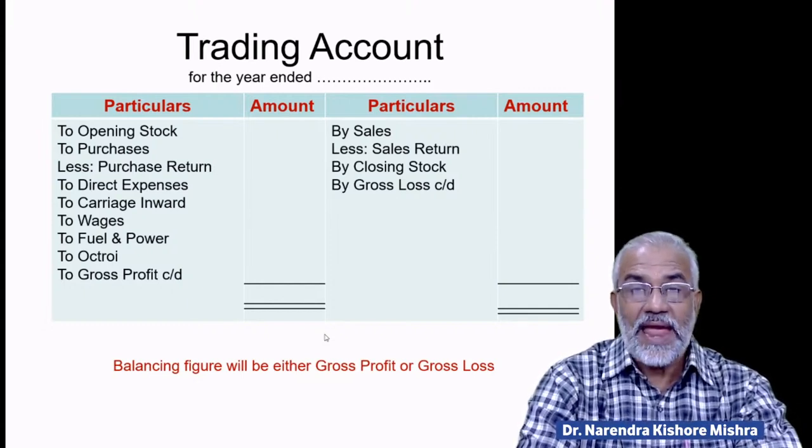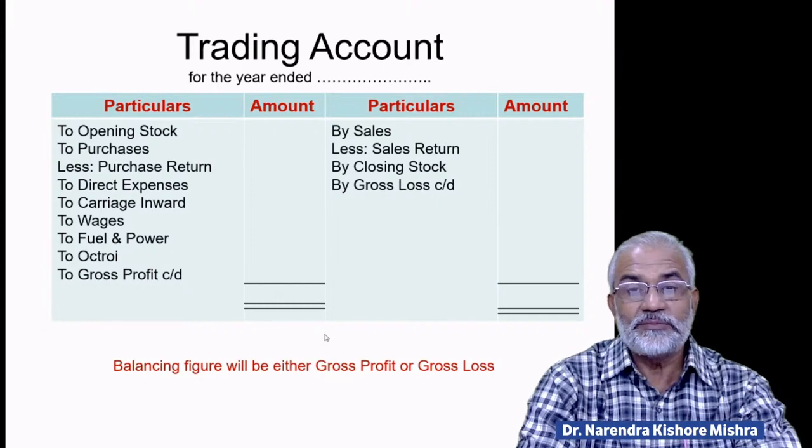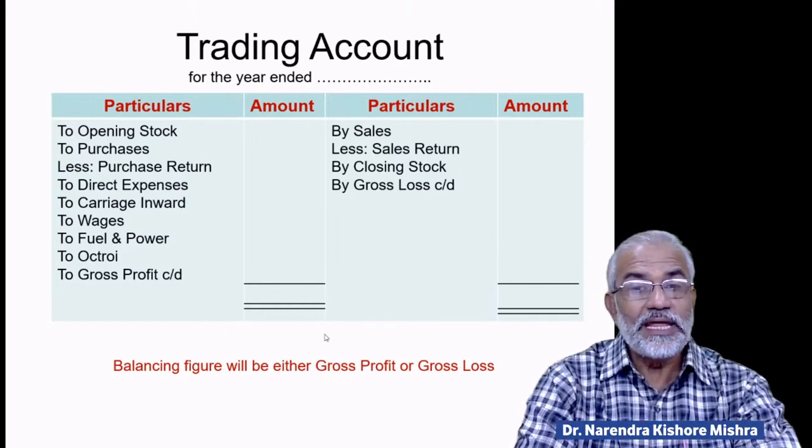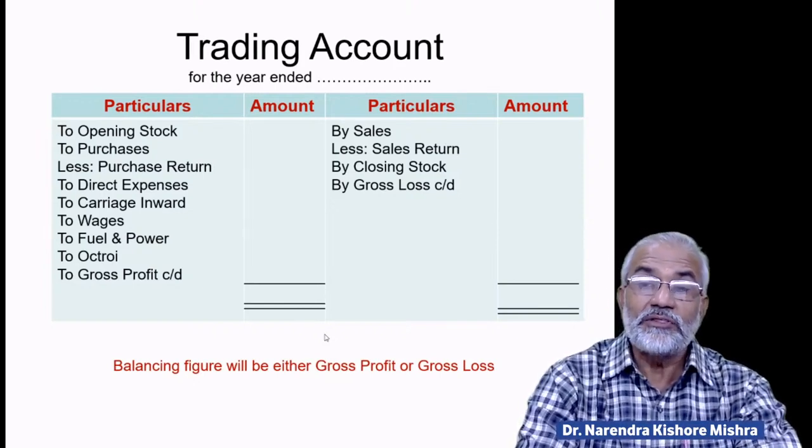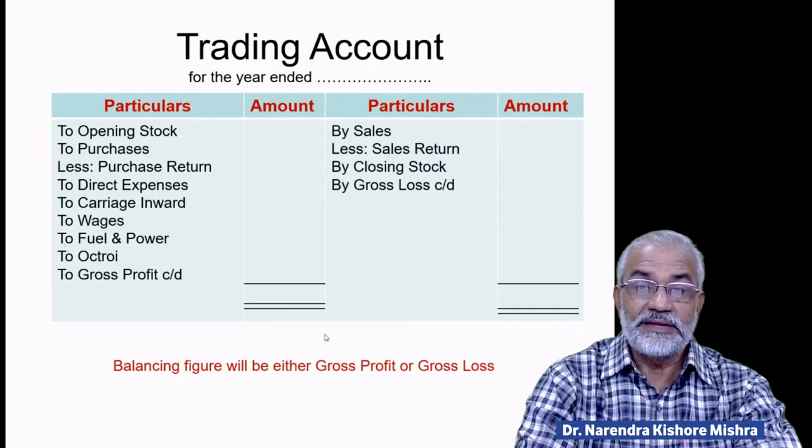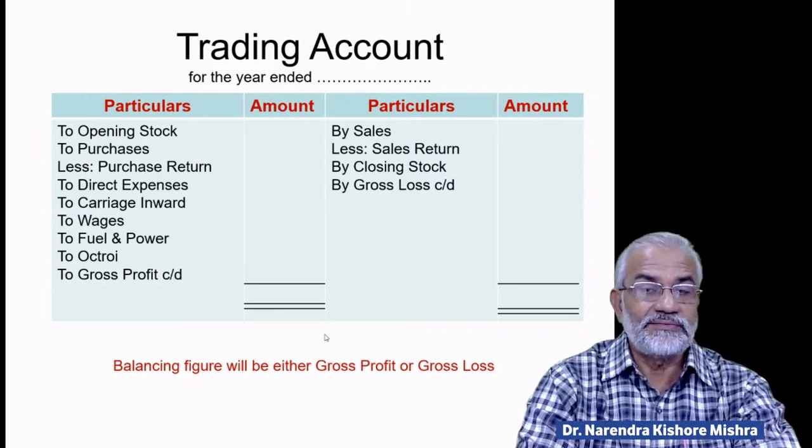So after the preparation of the trading account, which shows either the gross profit or gross loss, the next step is to go for preparation of the profit and loss account. Profit and loss account is a nominal account, and it is said to be the graveyard of all the nominal accounts. Graveyard means the end of one's life, the burial ground.